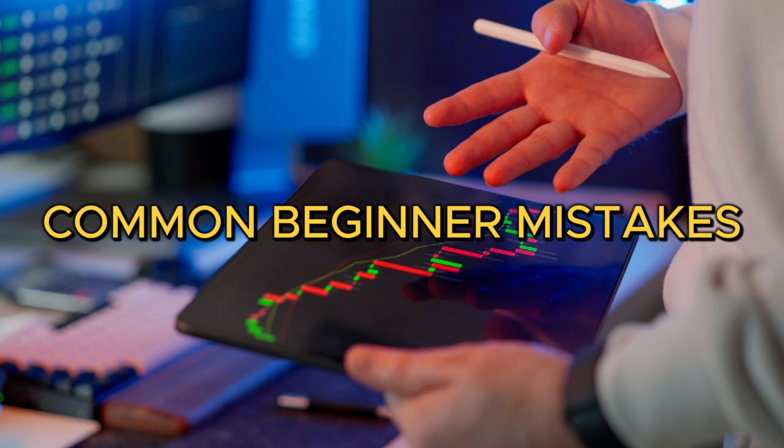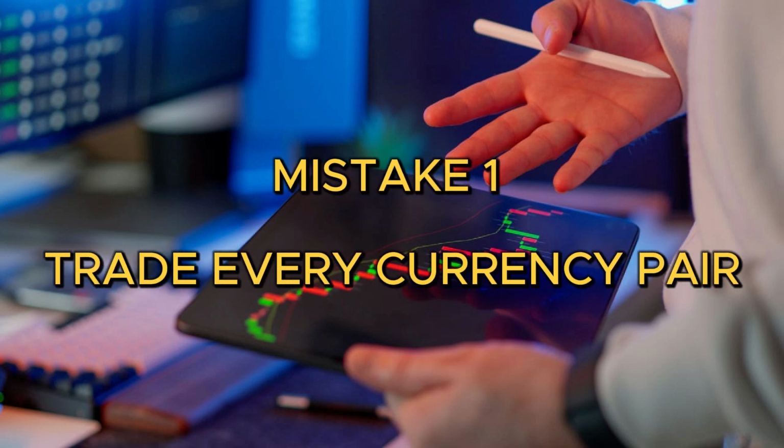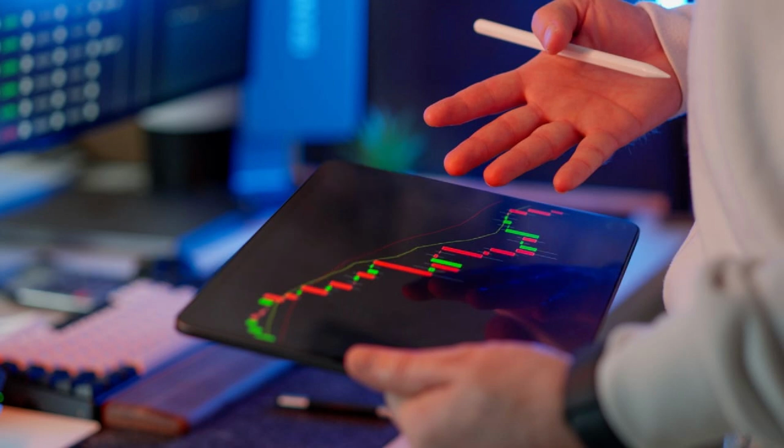Common beginners' mistakes. Let's look at some common mistakes that many beginners make when learning about currency pairs. The first is trying to learn and trade every pair they see. With dozens of options available, this can quickly become overwhelming. A better approach is to focus on one or two pairs and become familiar with how they move over time.